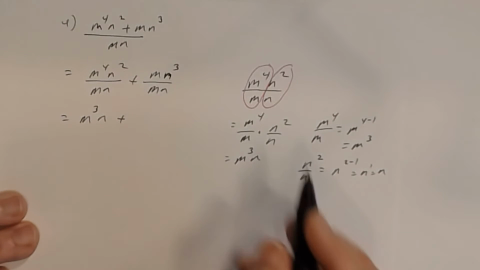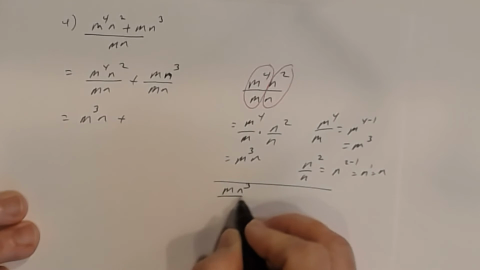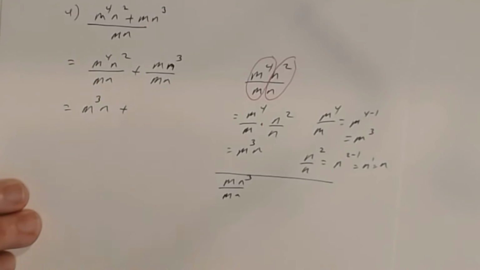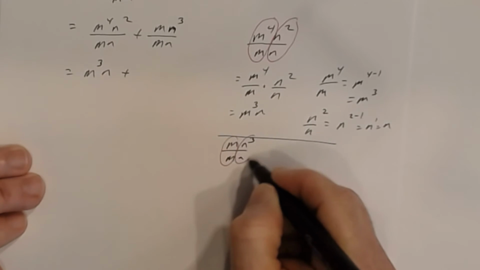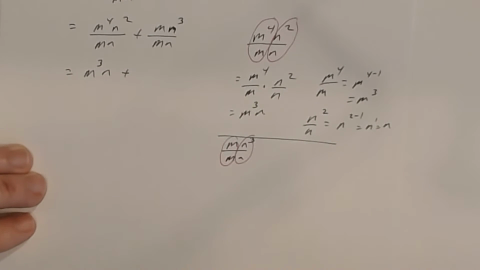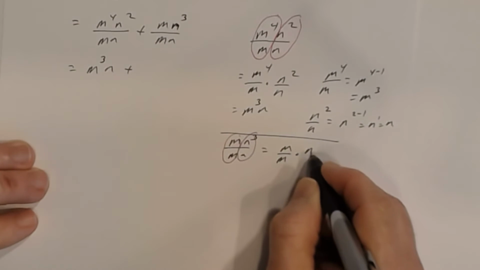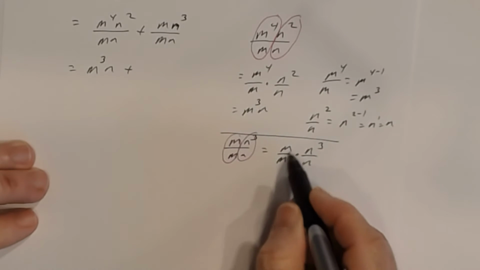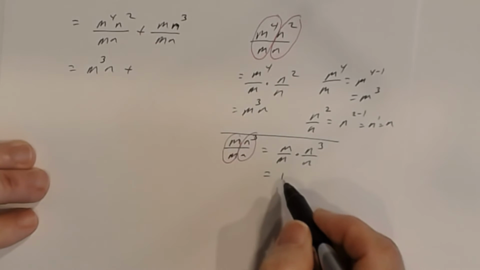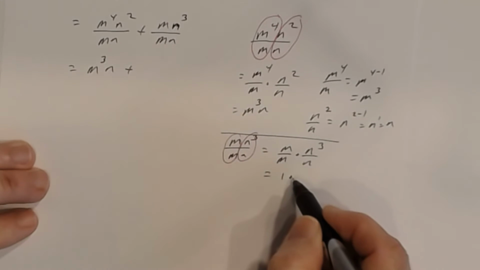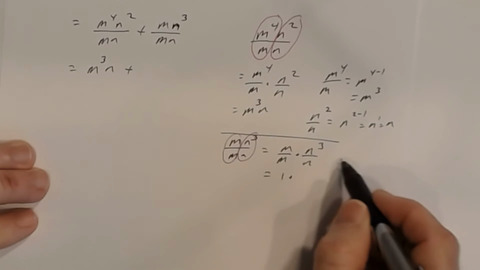Plus, do the same thing here if you have to. m n cubed divided by mn. So if you need to, just like we did in the previous one, circle the like variables and then rewrite it. If you have to rewrite it, you rewrite it. So that's m divided by m times n cubed divided by n. Well, m divided by m, that's 1, right? These divide out. Those are like factors. So that's just 1 times n cubed divided by n.